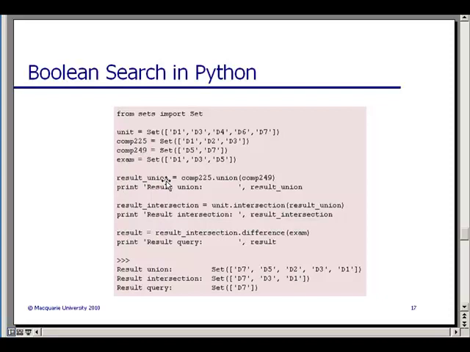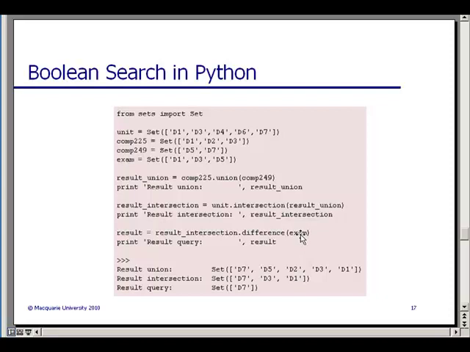And then the next thing I do is calculate the intersection. I take the result union that I've calculated, and I calculate the intersection with unit, this set of documents, and this gives me the result intersection. Then I calculate the difference.